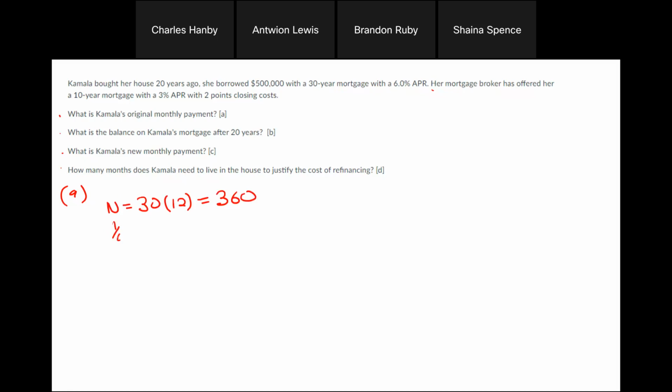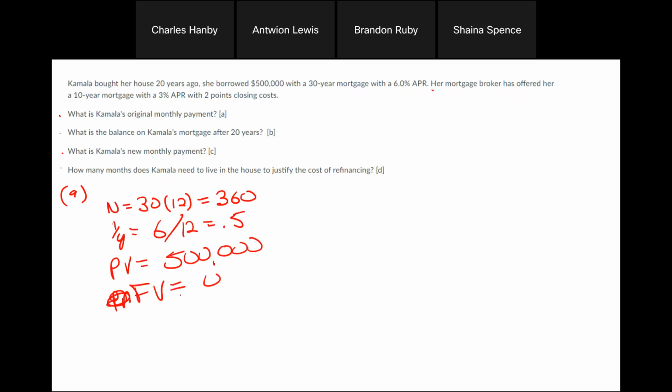IY is 6% annually, so monthly 6 divided by 12, that's 0.5. PV is the 500,000. And then we're calculating payment. Future value is 0. And we compute payment. That's $2,997.75.